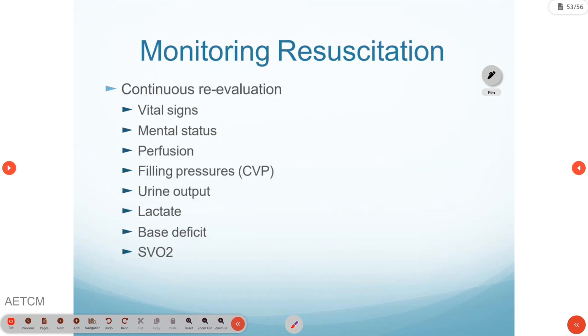So that is about the secondary survey. This is how we monitor in a resuscitation. Once you have done the primary survey and secondary survey, continuous re-evaluation of the child should be done. You should be monitoring the vital signs, the mental status of the child, the perfusion, the filling pressures, the urine output, and you can also look at the lactate and base deficit in the blood gas analysis. So these things have to be monitored in the pediatric group.